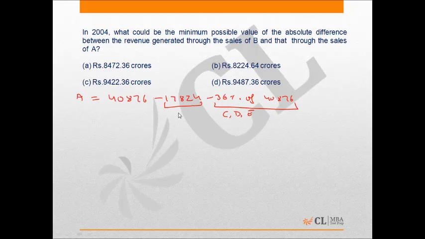This gives the revenue of C, D and E. This gives the revenue of B. The difference of this will give me the revenue of A, which is 8336.64. Now I have to find out the difference between the revenue of B and A, which can be calculated as 17824 minus 8336.64, which is equal to 9487.36 crores. Hence, the correct option is option D.